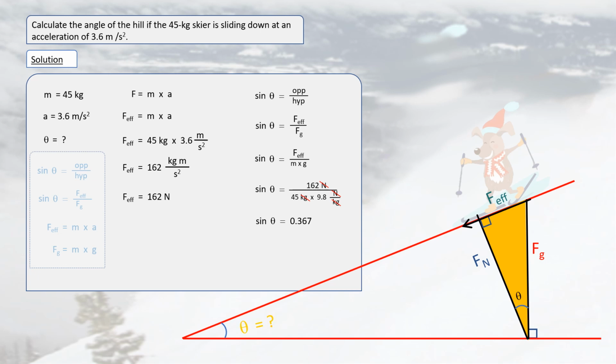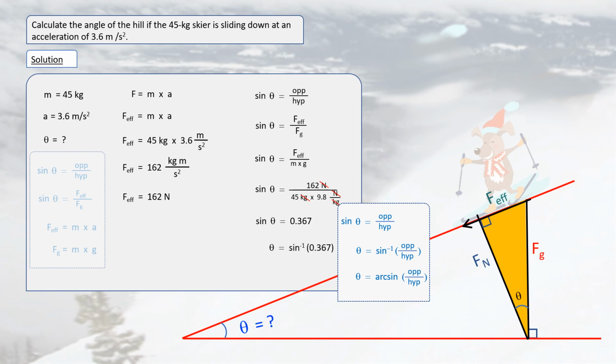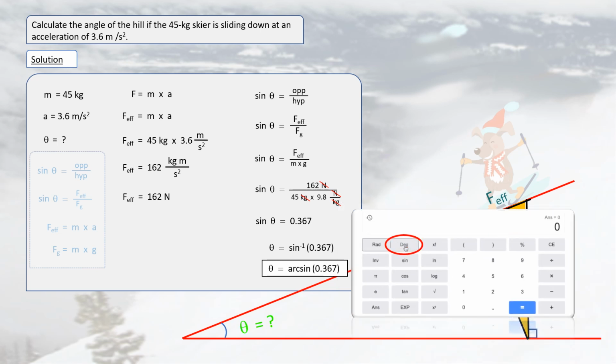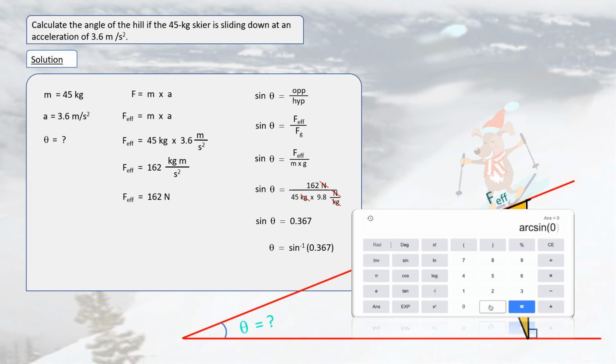For this, we must use the following relationship. If sine theta is equal to opposite over hypotenuse, then theta is equal to inverse sine or sine to the minus 1 of opposite over hypotenuse. Sine to the minus 1 is also known as arc sine. So, theta is equal to sine to the minus 1 of 0.367, which is actually better expressed as arc sine 0.367. To do this calculation, we need to ensure that our scientific calculator is set to the degree mode. To get the sine to the minus 1 function, we click on inverse sine and punch the numbers 0.367. The answer is 21.5 degrees.